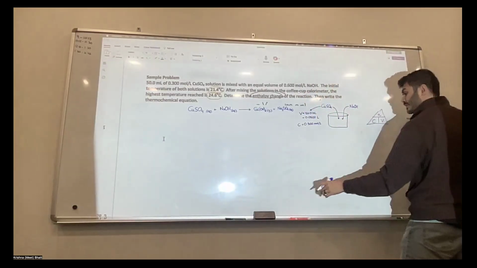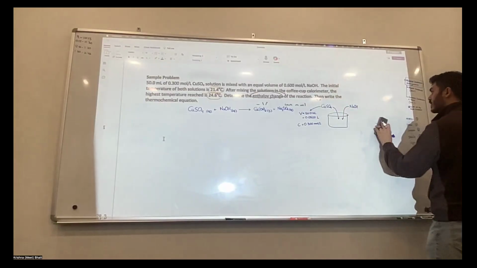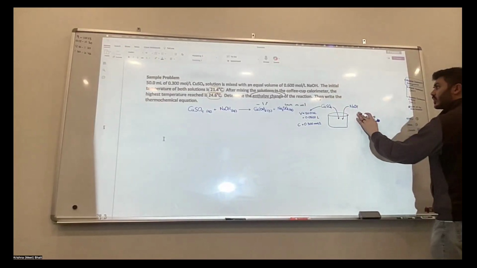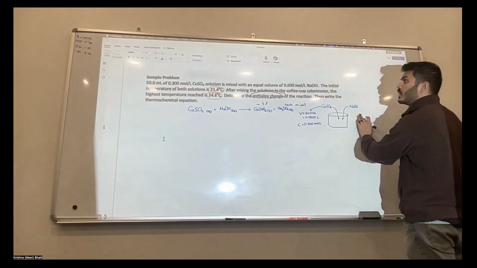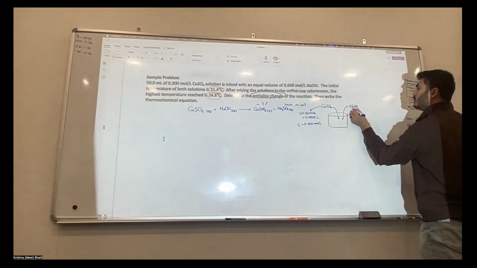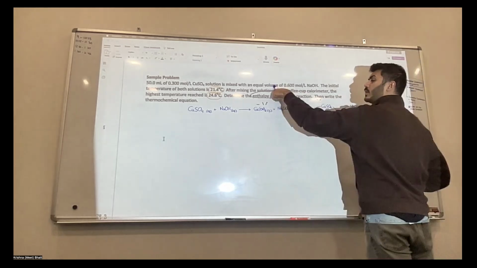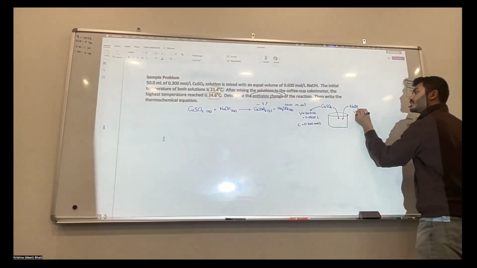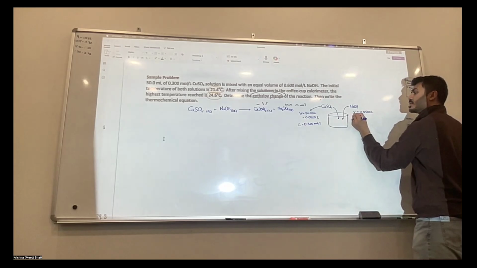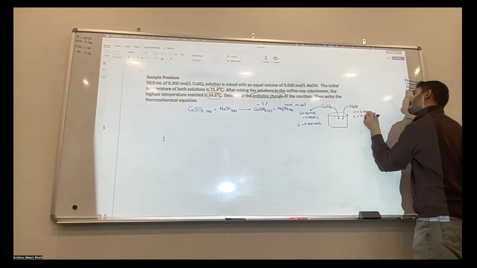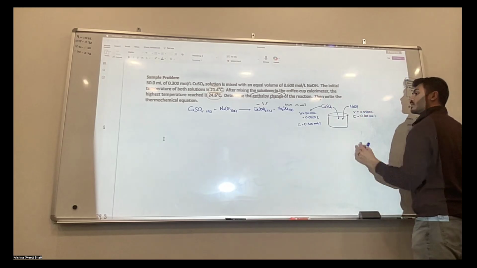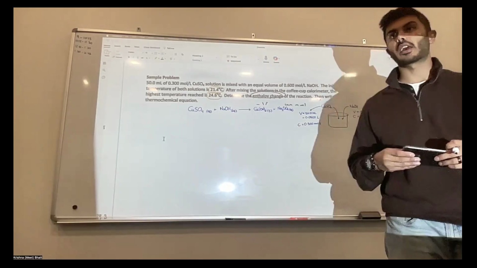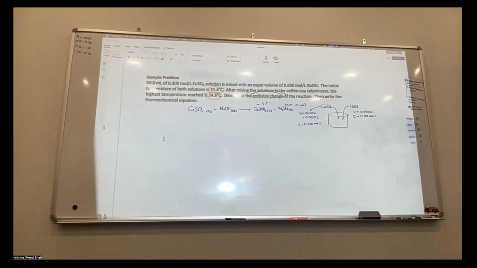We're also given something else as well. On the other side, we have the specs of NaOH over here. It says equal volume, which means whatever volume you have over here is the same volume over here too: 0.0500 liters. Concentration of 0.600 moles per liter. Any questions so far, guys? Are we all okay?